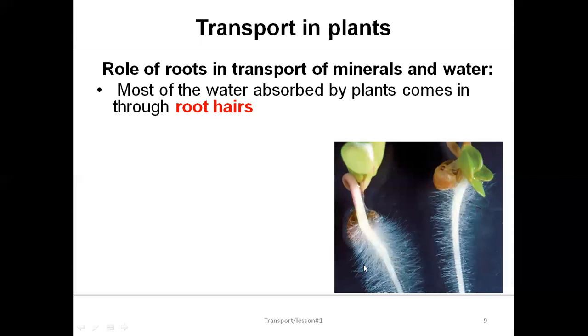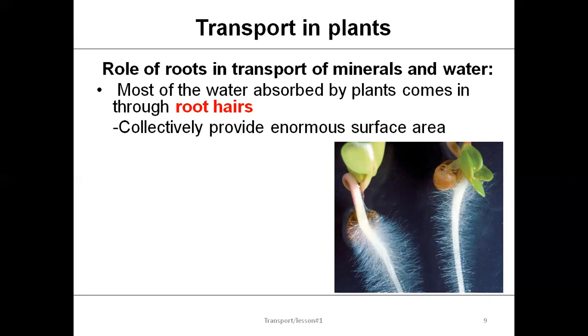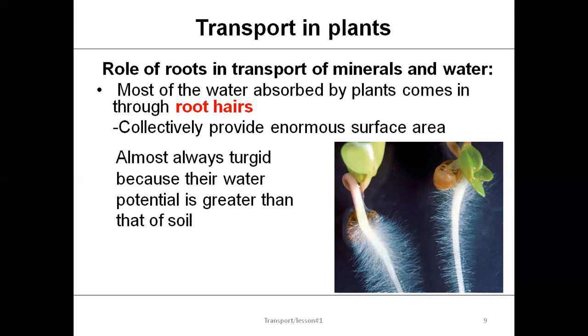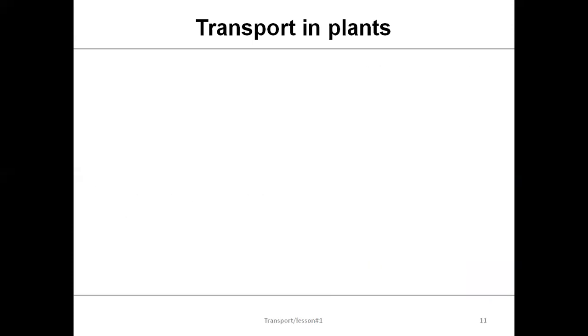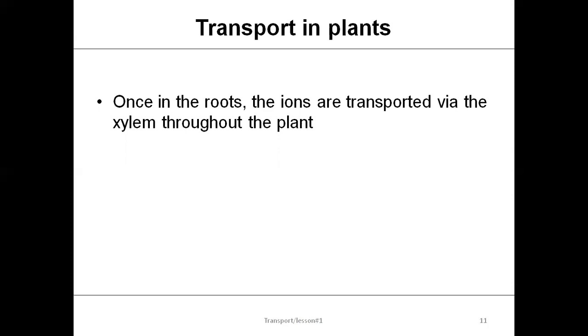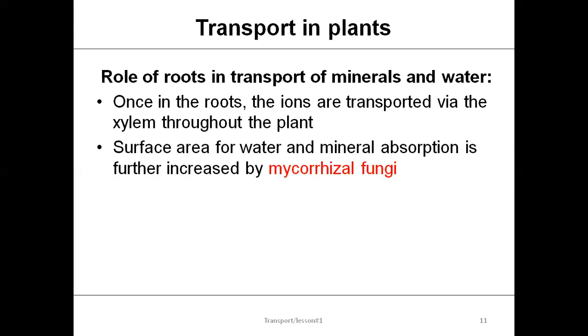They allow everything to absorb through. So through the root hairs, diffusion takes place. The root hairs collectively provide a very large surface area for the absorption process. The root hairs are almost always turgid because the water potential, the amount of water present, the pressure applied by water, is greater in them than the soil. Once in the roots, the ions are transported via the xylem through the plants.